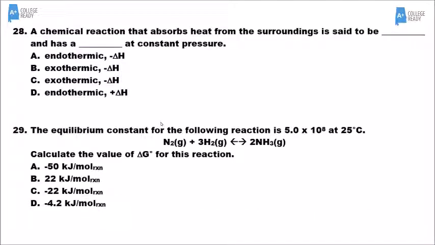28 is a simple, do they understand the idea of exo and endothermic? So if it absorbs heat, then we know that it's endothermic, and this is something that students struggle with. Endothermic has a positive delta H, so they're just matching up their knowledge of endothermic absorbing energy with a positive delta H.